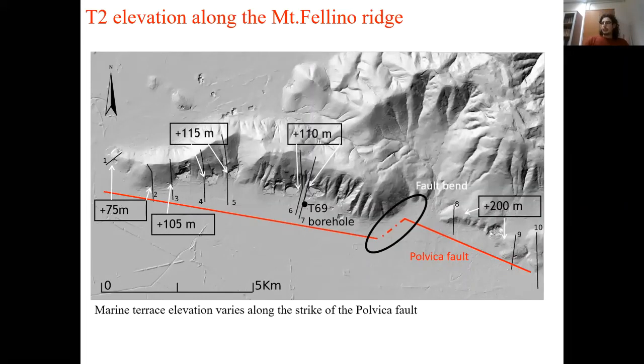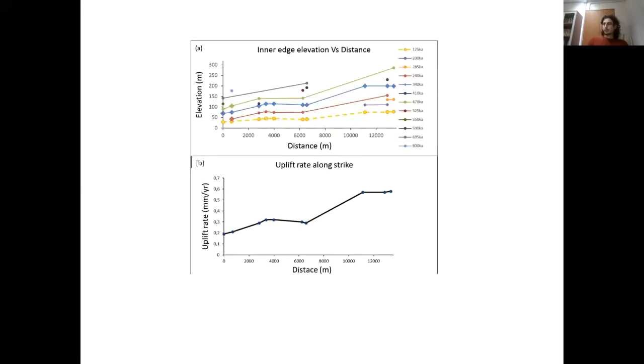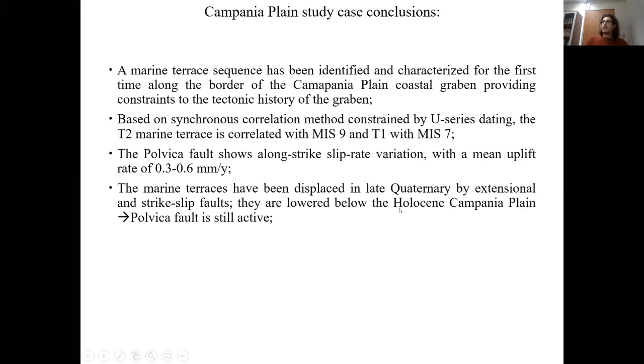We can see that the elevation of the T2 marine terraces varies along the Monteferrino Ridge, well, at the strike of the Polvica fault. This variation could be seen as an uplift rate change along the strike of that fault.